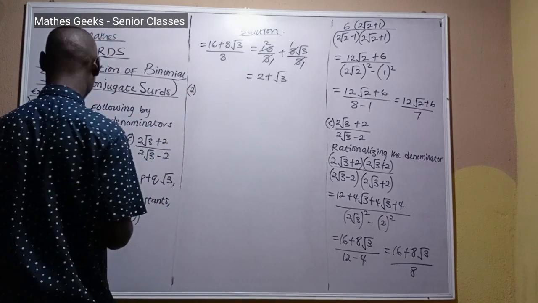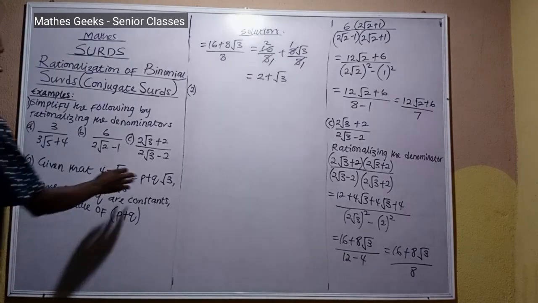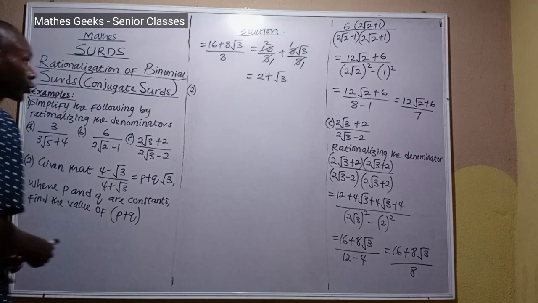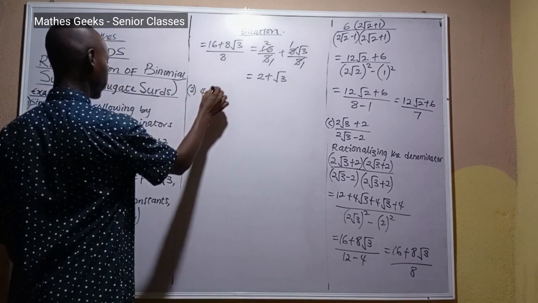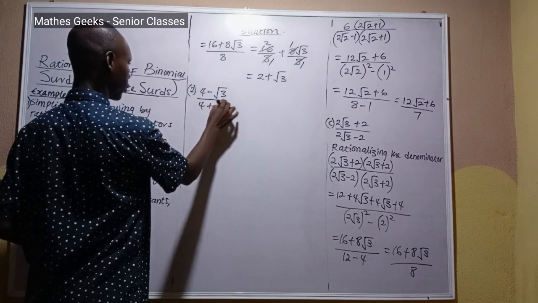Number 2. Given that 4 minus root 3 over 4 plus root 3 is equal to p plus q root 3, where p and q are constants, find the value of p plus q. 4 minus root 3 over 4 plus root 3.